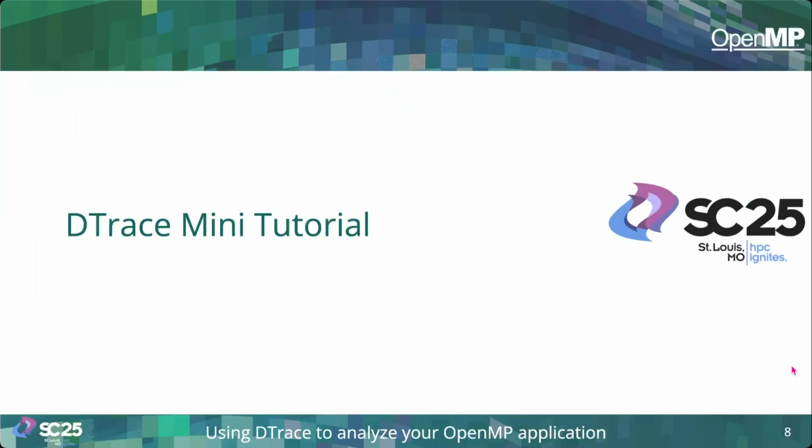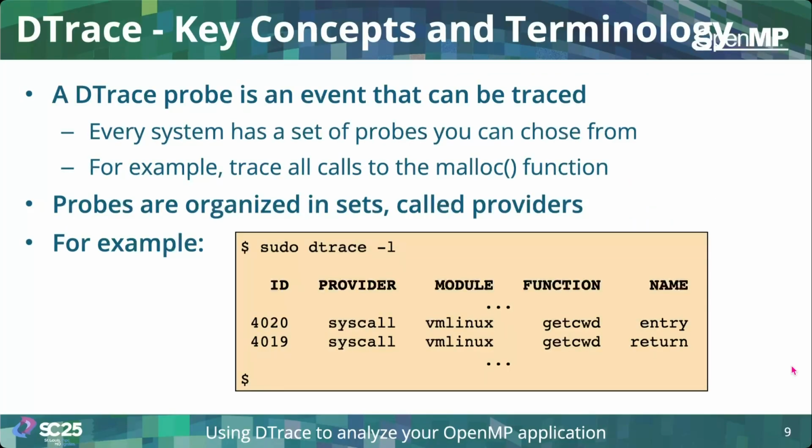I'm now going to have a real short mini tutorial on DTrace. I just would like to show you some of the main things, and those are also the things that I'll be using in the example. DTrace is all about probes. A probe is nothing more or less than an event that you can trace. And every system where DTrace has been installed has a set of probes you can choose from. That's the set you're going to work with. You make your selection of what you want to use.